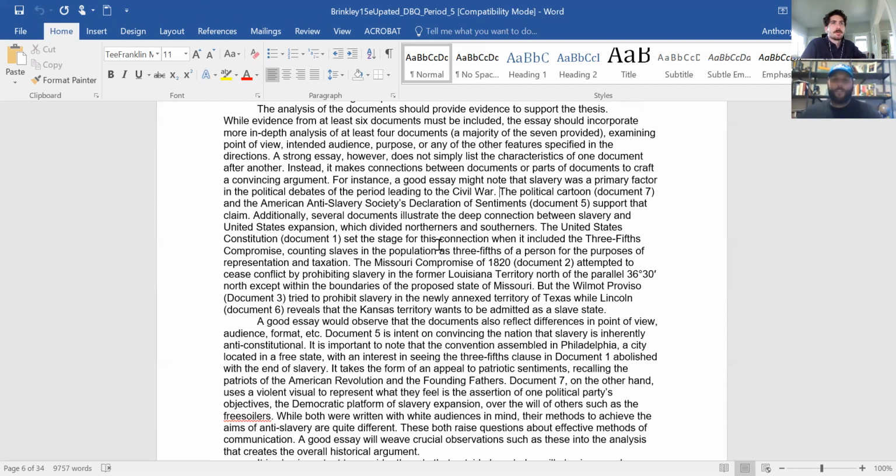Do they throw out document 4? They do, and that's kind of what I was saying there. It's just a picture of John Brown. So if you want to rattle something off about John Brown, go for it.